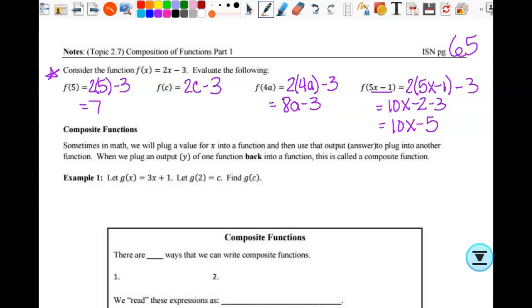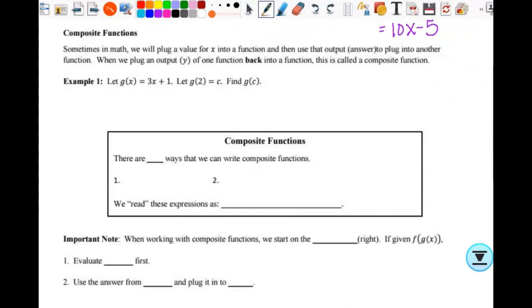Okay. So composite functions. That was just evaluating functions. Sometimes in math we will plug in a value, and I need to go back and change this, although I have high respect for the man that writes this. When it says plug in, it makes my skin crawl. We are substituting in. So we will substitute a value for x into a function, and then use the output, the answer, to substitute into another function. When we substitute an output of one function back into a function, this is called a composite function, or composition of functions, which is what we're doing right now.